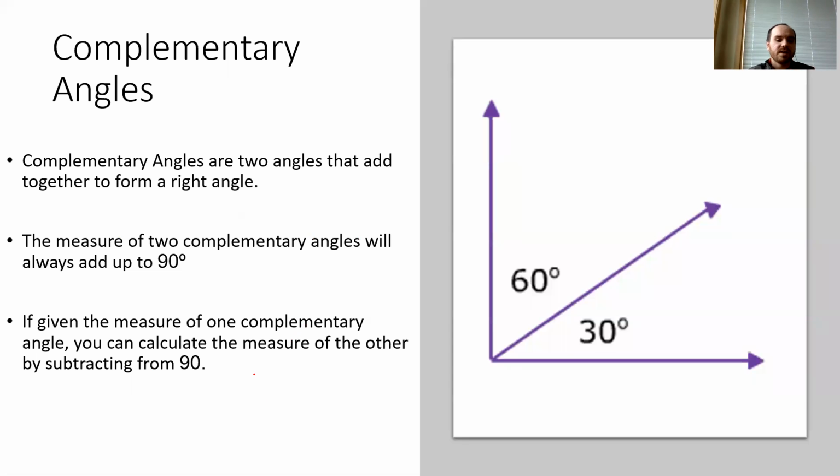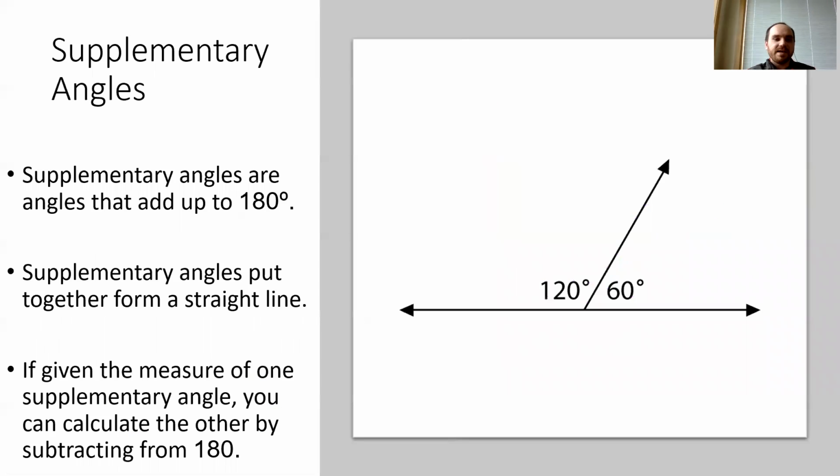So for instance, if we had an angle that was 20 degrees and we wanted to find the complement, what we would do is just 90 minus 20, which would give us 70. So we know that the complementary angle would be 70 degrees. That's one of the really nice things about complementary angles. They're really easy to figure out from each other. The same idea applies with supplementary, except this time you're using 180.